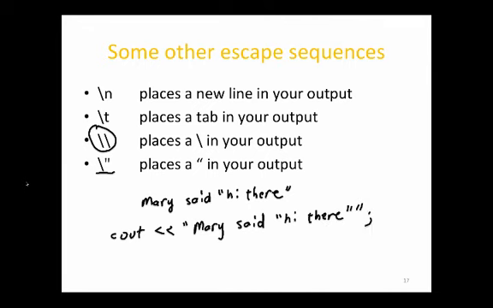Okay, but what would happen is the compiler would say, oh, I'm going to print out Mary said, and then I see the quote, and now you're going to get an error message from the compiler because it's going to try to say that hi is a variable because it's outside the quote. So in order to make this work the way you think it should, you have to put a backslash in front of this quote and a backslash in front of that quote, and now it says literally print out a quote in the output stream.